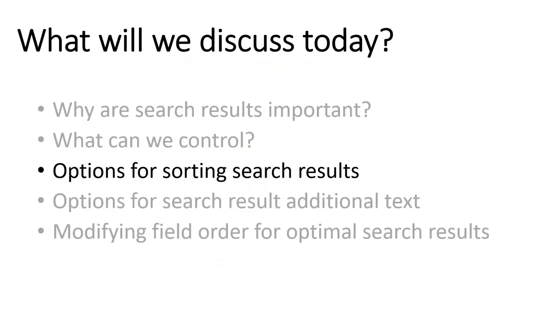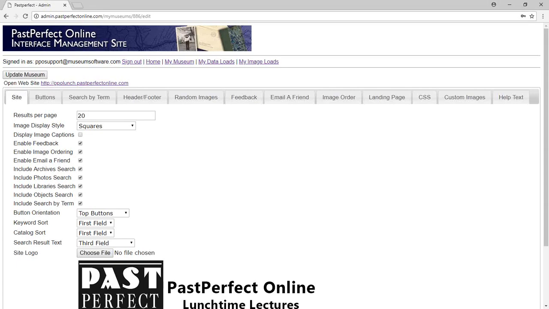So to discuss our options for sorting search results, I do want to head to IMS, the Interface Management site. I'm already logged into IMS here. The information you need to log into IMS is on the welcome letter that was sent to you when your site was initially set up. If you can't find that letter, get in touch with us after class and we can send you a new one.